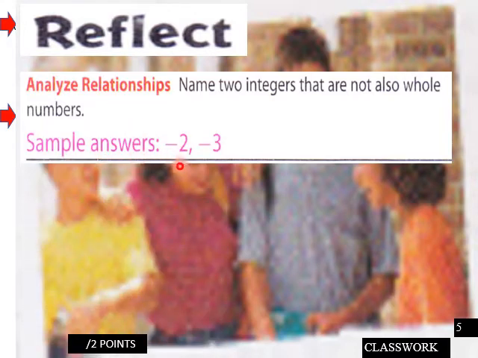Let's go to page 5 here of our classwork. Reflect about just what we've gone through. Analyze relationships. Name two integers that are not also whole numbers. So what two integers are not also whole numbers? Your sample answers would be negative integers here. -2, -3 will be negative integers, but they're not whole numbers. A whole number would be a counting number. It would not be a negative counting number.